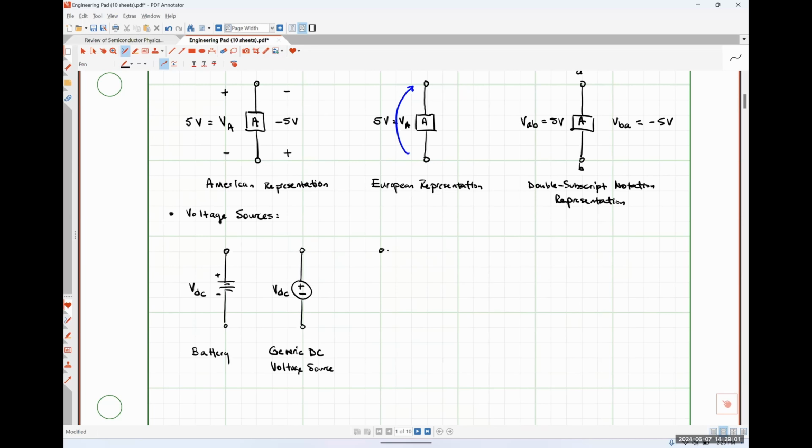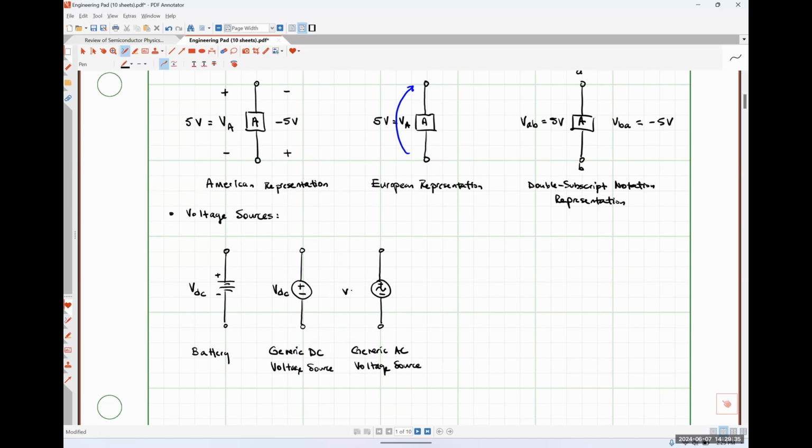Next, we are going to have our generic AC voltage source. This is going to be almost the exact same thing as our generic DC voltage source, except that I'm going to put this little tilde in the middle, which lets us know that the voltage is varying in time.